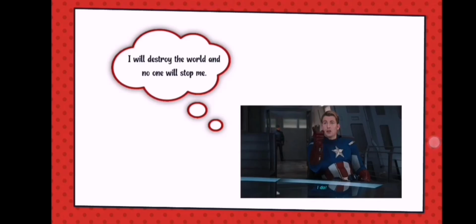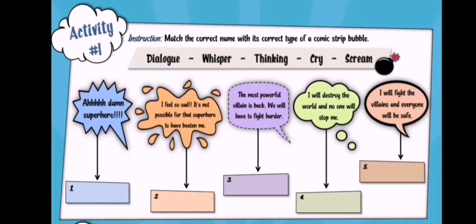In the activity number 1, the instruction is: match the correct name with its correct type of comic strip bubble. For example, in the bubble number 1, the answer is Scream.